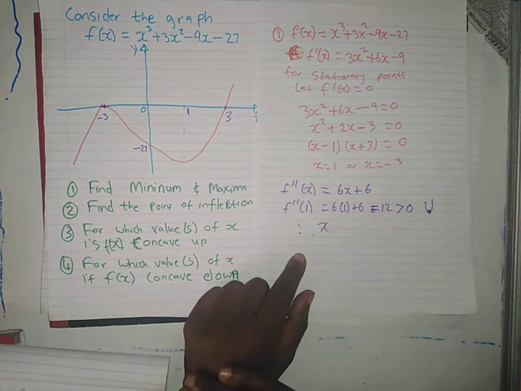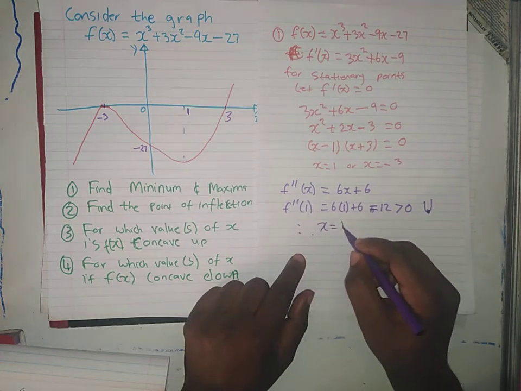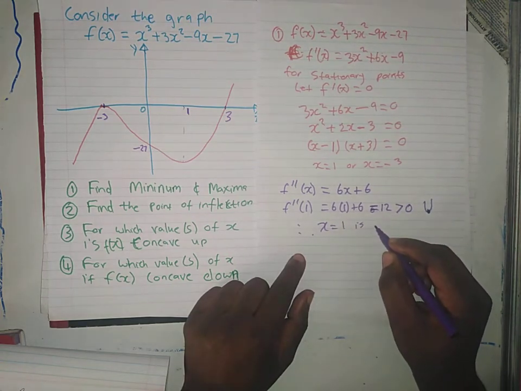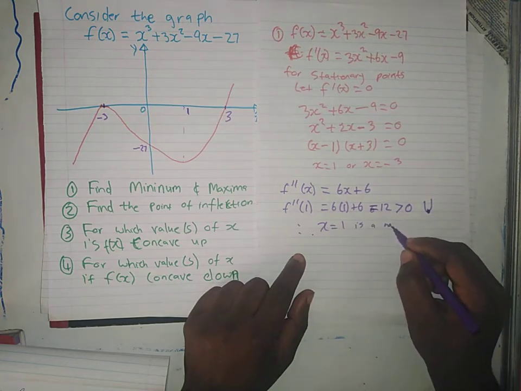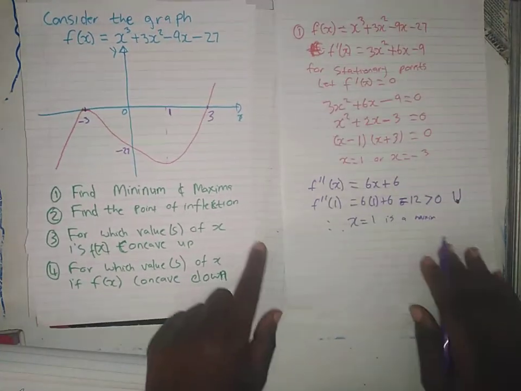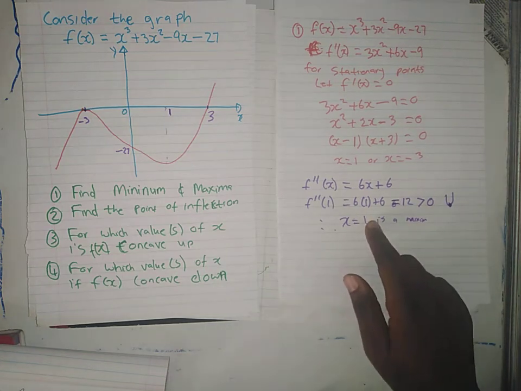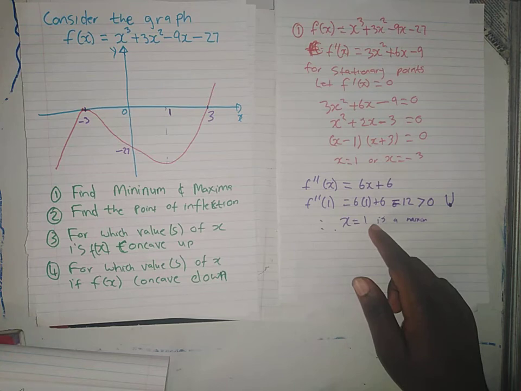Therefore, x equal to 1 is a minimum. Okay, but guys, here it wasn't simple. Sometimes they can say find the x of the minimum point, but sometimes they will say just find the minimum point. So now you've got x, which is the minimum point, but if they just say find the minimum point, that means they want x and what? And y.